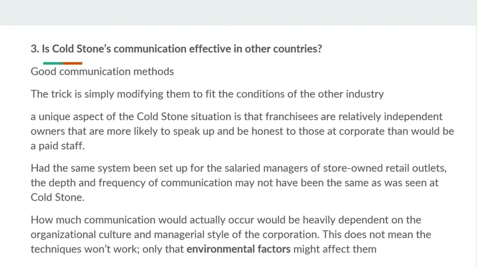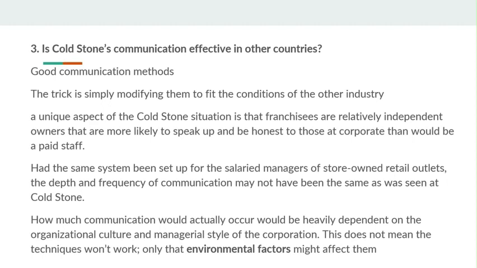Number three is whether Coolstone's communication is effective in other countries. For a good communication method, the trick is simply modifying it to fit the conditions of the other industry. A unique aspect of the Coolstone situation is that franchisees are relatively independent owners who are more likely to speak up and be more honest with those at the corporate level than paid staff would be. Had the same system been set up for the salaried managers of store-owned retail outlets, the depth and the frequency of communication may not have been the same as was seen at Coolstone.